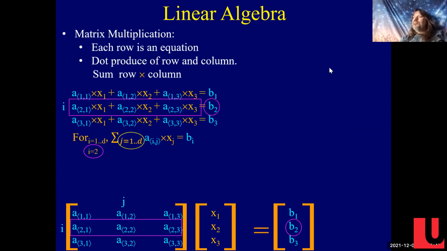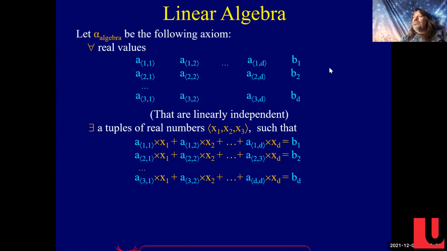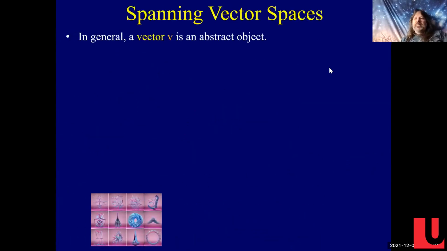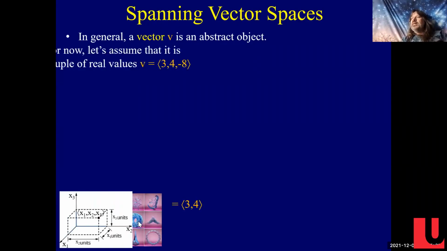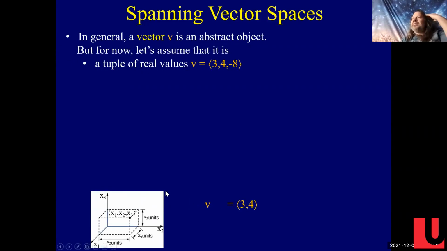But we like to be more abstract. So we're going to define a vector to be any weird abstract object you want it to be. It can be anything, a vector. But for now, let's pretend that a vector is just a couple of numbers, but later on, remember, we are going to abstract it. So here's the tuple of numbers.